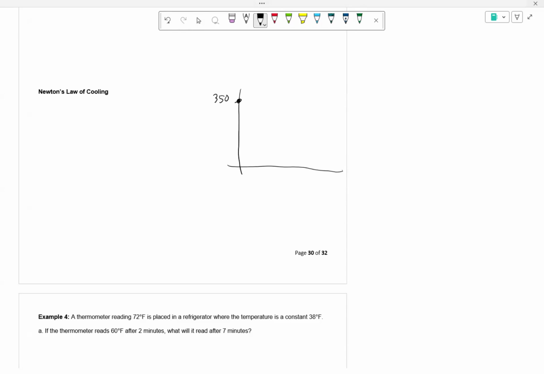Now, if the cookie didn't cool, then your graph would just look like this, because this is the t-axis. But we know that eventually you are able to eat the cookie because it cools down. What I'd like you to do is make an approximate graph for what you think the temperature of the cookie takes. What do you think? What would it look like?